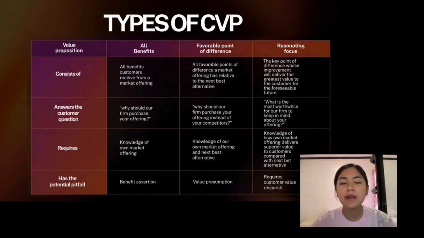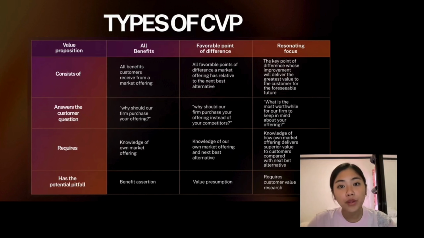However, this also has a potential pitfall. It is the value presumption. What is value presumption? This is assuming that customers value a particular feature or difference simply because the company thinks it's important. So this could be indicating some points of difference from other competitors that the customer really doesn't care about. Lastly is the resonating focus.